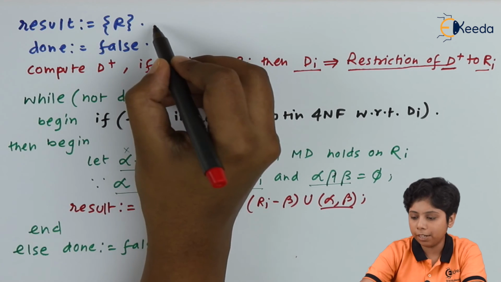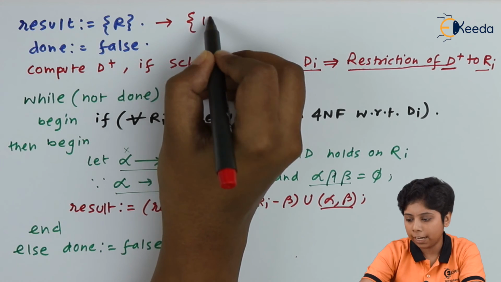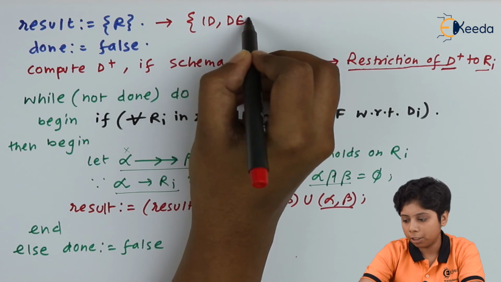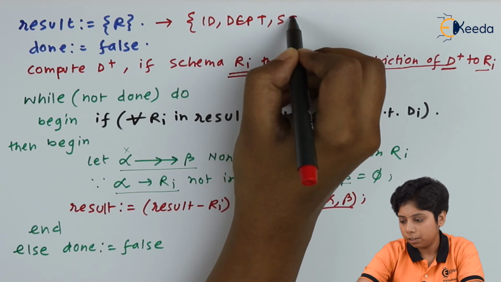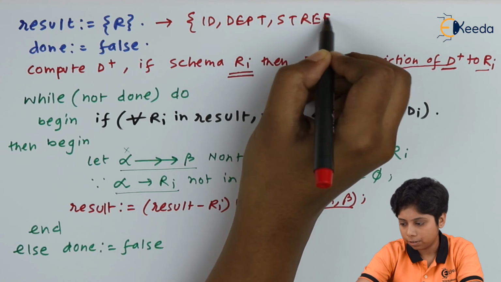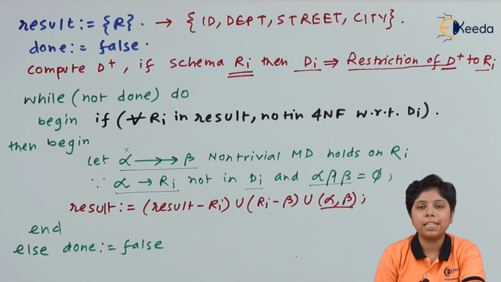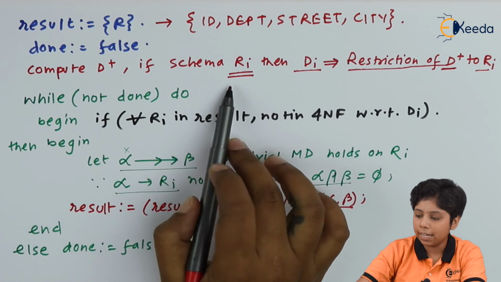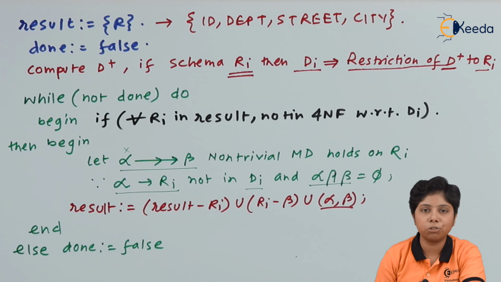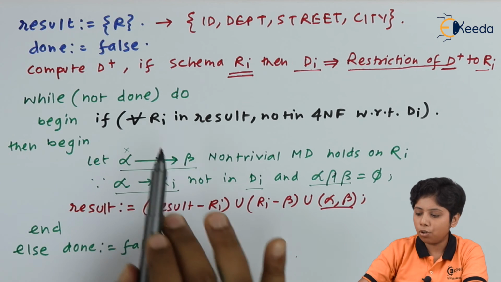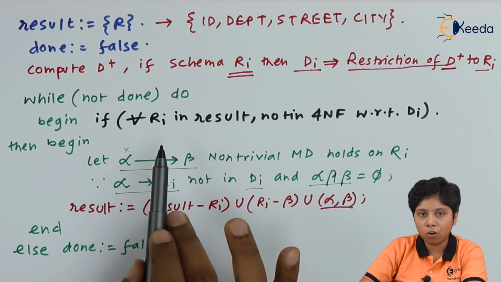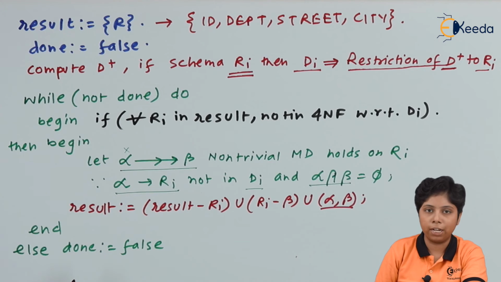First, I am starting with the result set, that is ID, department, street, city. Now I am finding such an Ri that no restriction belongs to this Ri. So there is no Ri for now that belongs to 4NF.